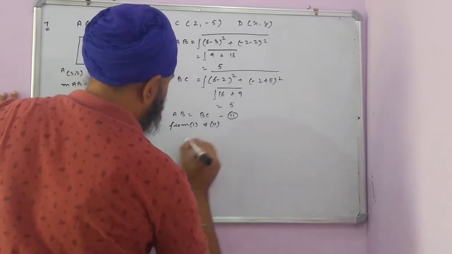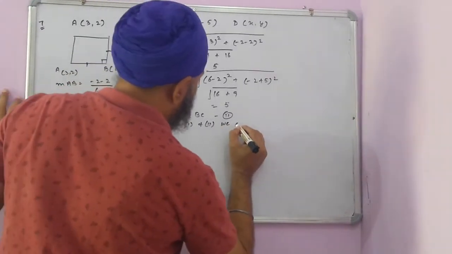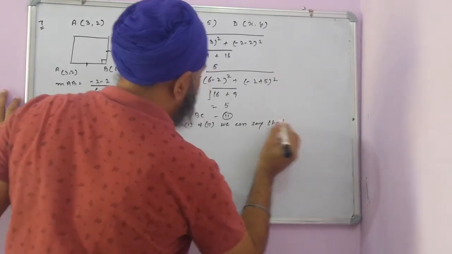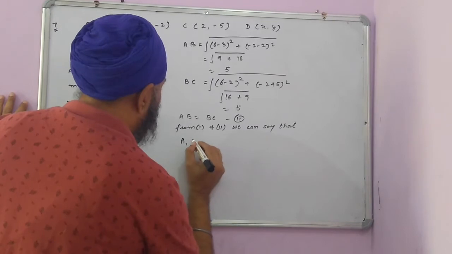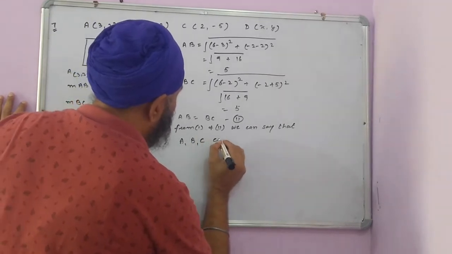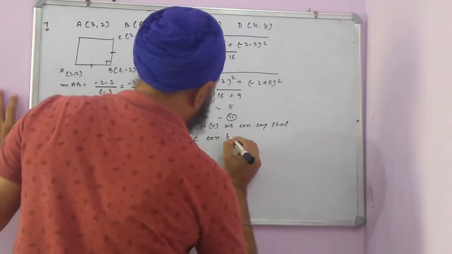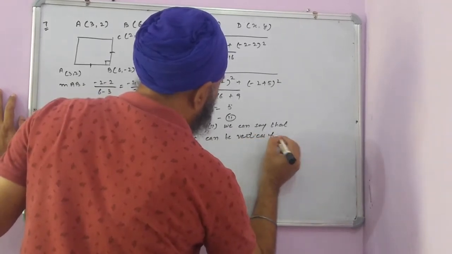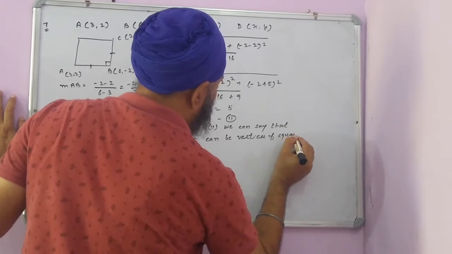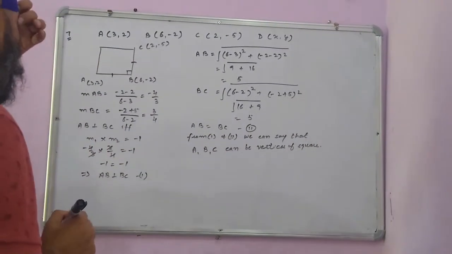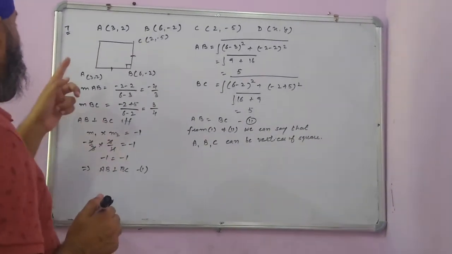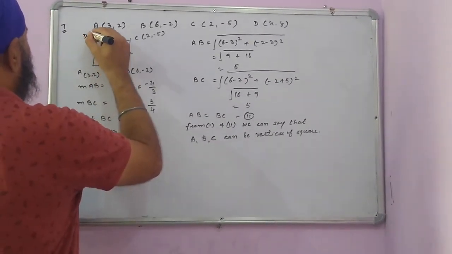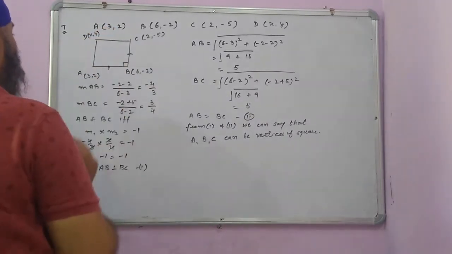We can say that A, B, C can be vertices of a square. Also, we have to find the coordinates of D. Let the coordinates of D be x and y.